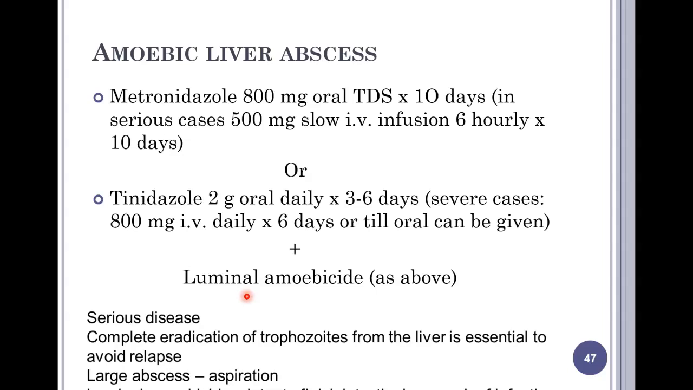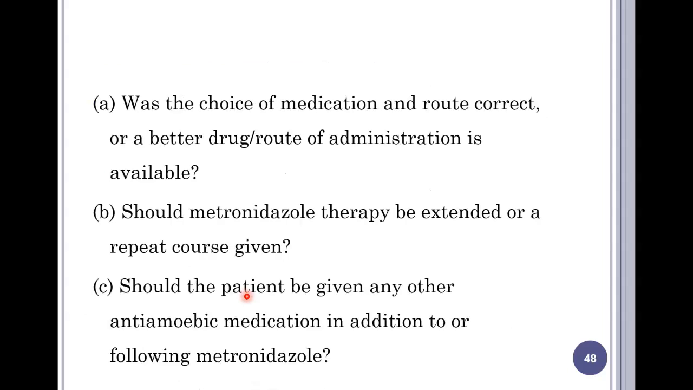In amoebic liver abscess, metronidazole 800 mg thrice daily for 10 days. In serious cases, 500 mg IV infusion for 10 days along with luminal amoebicide. It is a serious disease. Complete eradication of trophozoites is essential to avoid relapse. In case of large abscess, aspiration has to be done. Luminal amoebicide is given later to finish the intestinal reservoir of infection.